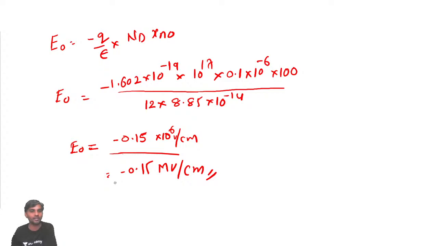Correct, Sanjay, you're right. I am just representing it with mega. That's it, everything is fine. Everything is correct. You got the same answer. E naught is going to be minus 0.15 megavolts per centimeter. This is the answer we get.